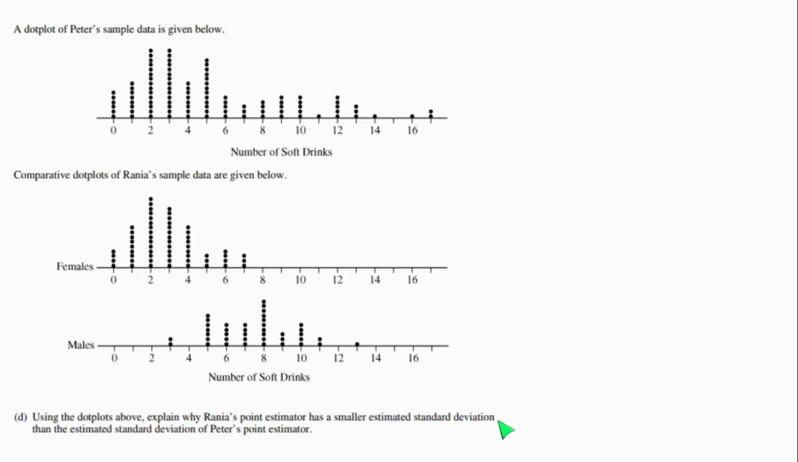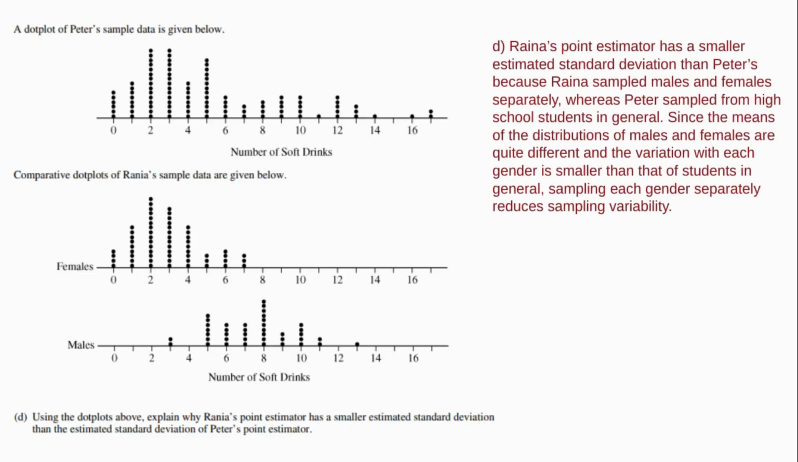All right, here we go. Rania's point estimator has a smaller estimated standard deviation than Peter's because Rania sampled males and females separately, whereas Peter sampled from high school students in general. Since the means of the distributions of males and females are quite different, and the variation within each gender is smaller than that of students in general, sampling each gender separately reduces sampling variability. So Rania's technique was good because it reduced sampling variability via stratification in her sampling.